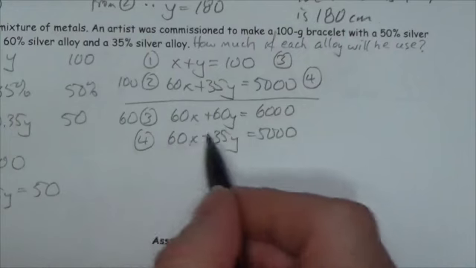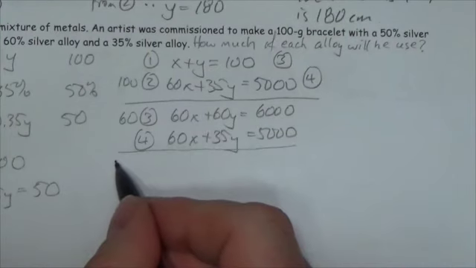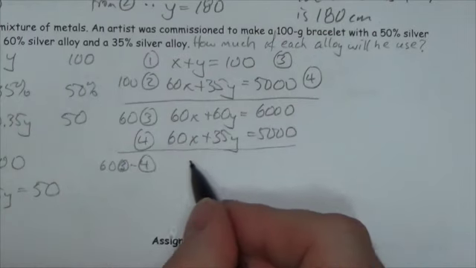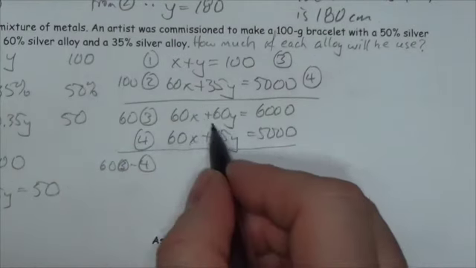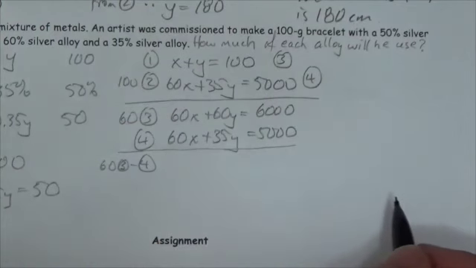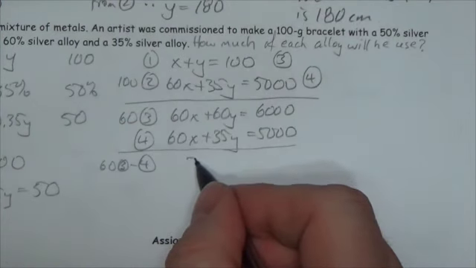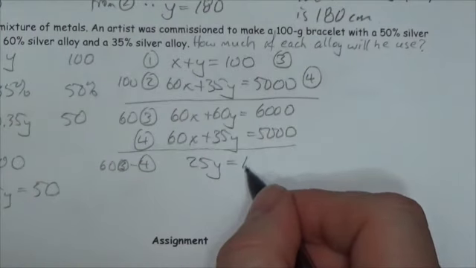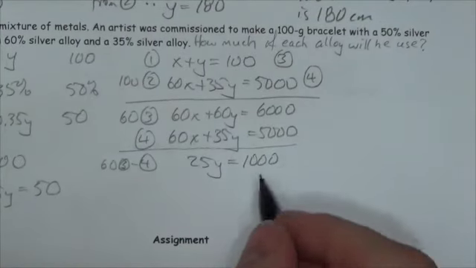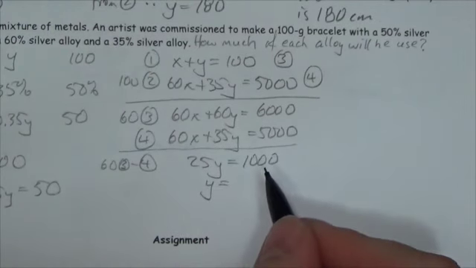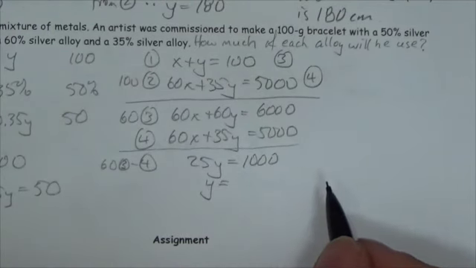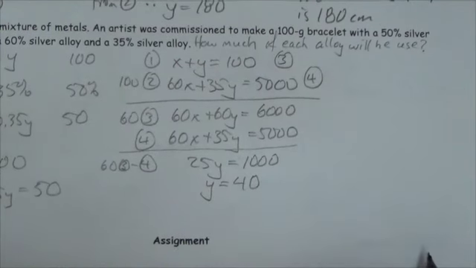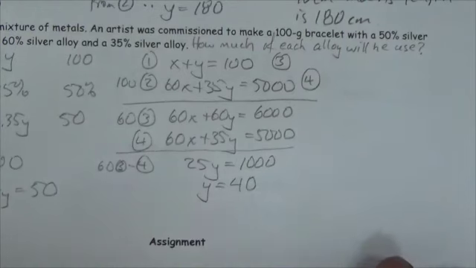Now, the coefficients are the same. They have the same sign. So it's going to be 60 times equation 3 minus equation 4. So the 60x's will disappear. 60 minus 35 is going to be 25y, 6,000 minus 5,000 is 1,000. So we're almost there. Y is equal to, now I'm just going to make sure, I've been known to screw that up in terms of the number of zeros there. So y is equal to 40, so 40 grams.